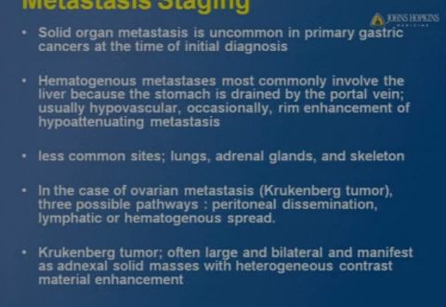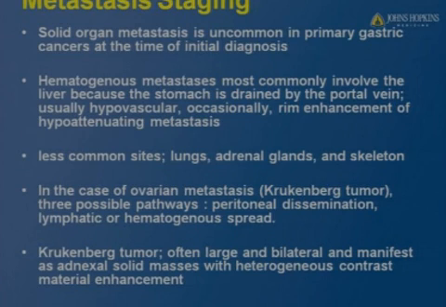Talk about M staging. Solid organ metastasis is uncommon in primary gastric cancer at the time of the initial diagnosis, and if it is present, it is usually to the liver through hematogenous metastases because the stomach wall is drained by the portal vein. Something to remember is that they may be hypovascular, usually actually hypovascular, and occasionally they may show rim enhancement. There are less common sites: lungs, adrenal glands, and even the skeleton can be involved in advanced cases.